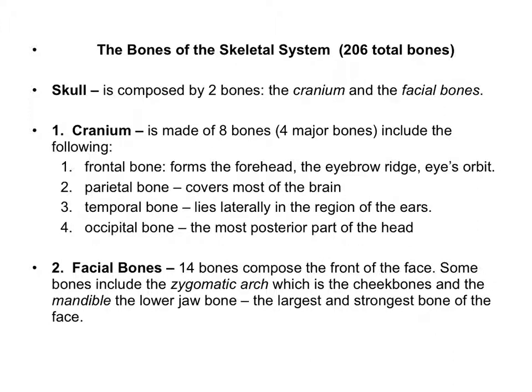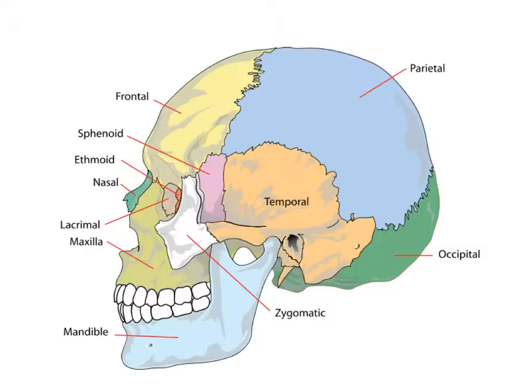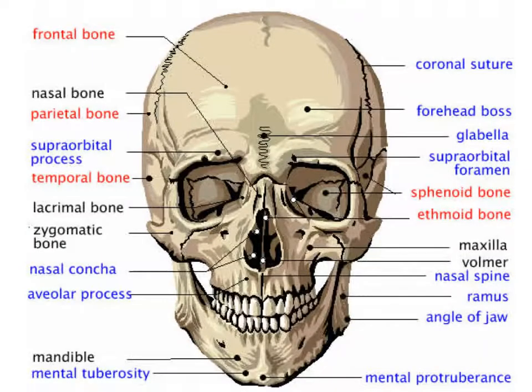The facial bones are made of 14 bones, and they're composed in the front of the face. They include the zygomatic arch, which is the cheekbones. Make sure you know that. The mandible, which is the lower jaw bone, and the largest, strongest bone of the face. Again, here's an illustration of the skull and showing you the location of the bones we just covered.